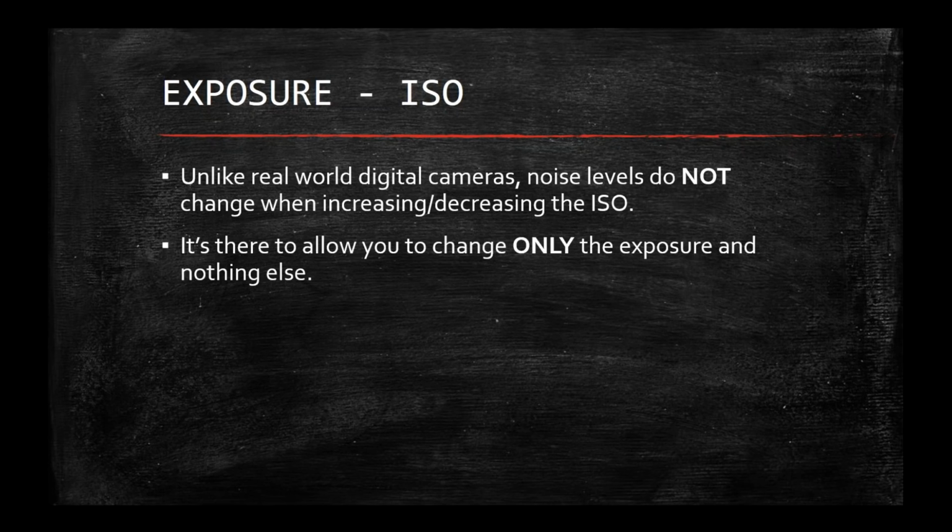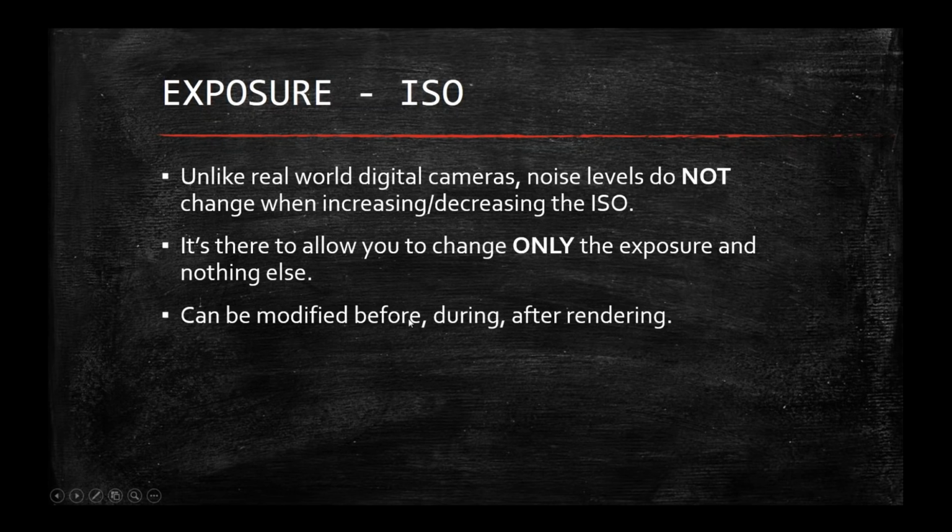All the other parameters, so the two others, the f-stop and the shutter speed, also affect other things. The f-stop will also affect the depth of field, and the shutter speed will also affect the motion blur. So the ISO is the only one that affects the exposure and nothing else. So it's a very convenient parameter to have when you only want to change the exposure. So you only have one slider or one parameter to change. And it's one of the parameters that can be modified before, during, or after rendering. And it's exactly the same also with the shutter speed, as you'll see in the multi-light.